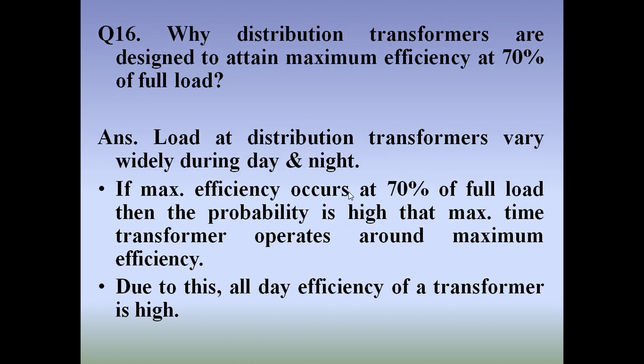Question number 16. Why are distribution transformers designed to attain maximum efficiency at 70% of the full load? Answer: if maximum efficiency occurs at 70% of the full load, then the probability is very high that most of the time the transformer operates around maximum efficiency. So due to this, the all day efficiency of the transformer is very high.